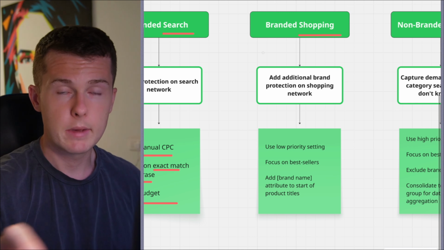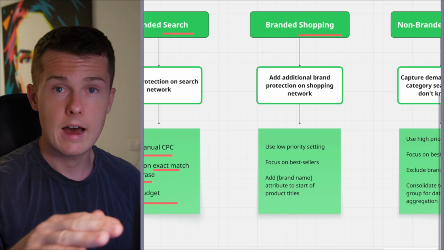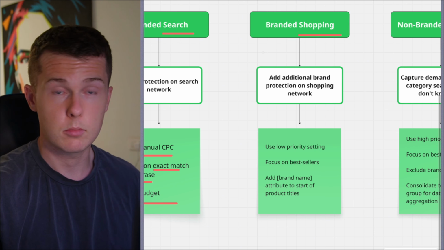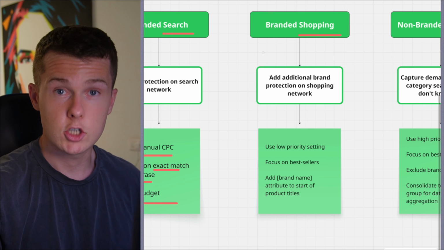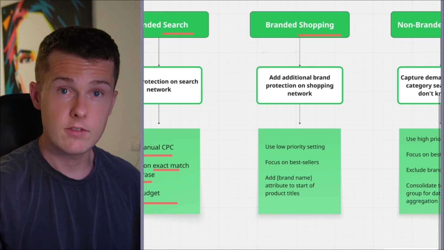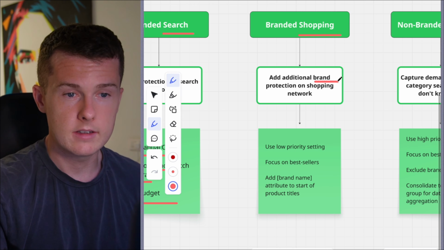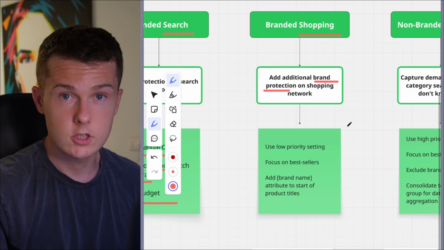But again, shopping ads can serve preferentially in order over search campaigns. So if you have a competitor who's bidding on your brand name, for example, and they are using shopping campaigns to do so, then they will serve preferentially even above your branded search listing. So what you're going to want to do is add that layer of brand protection, but on the shopping network.